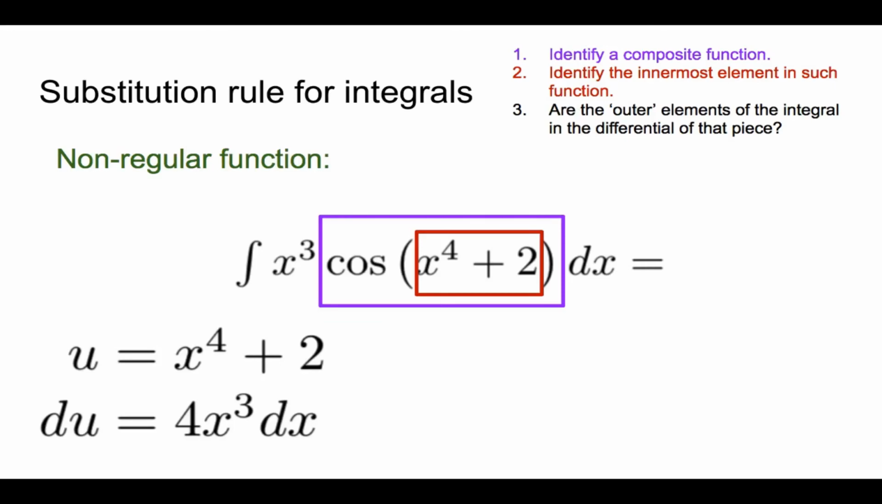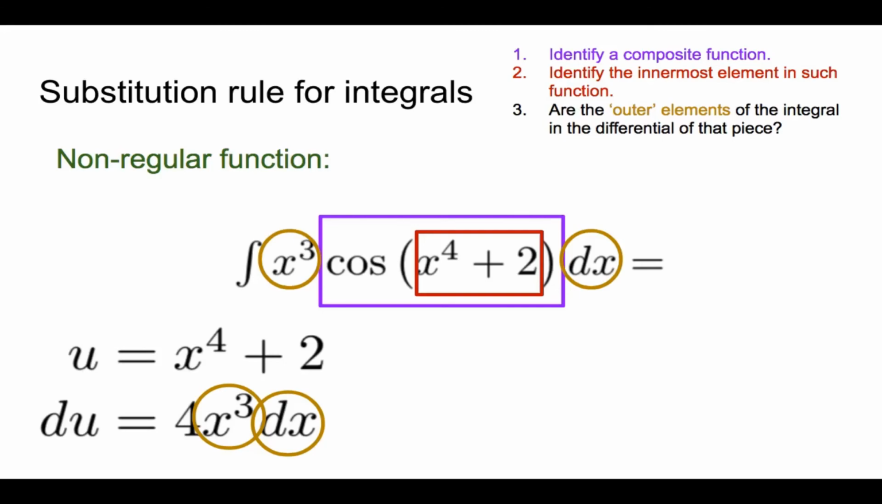Now, are the outer elements of the integral in the differential of that piece? By outer elements, I mean whatever is outside the composite function. In this case, whatever is outside the purple box. These are the elements that are outside the purple box. Do you see them in the differential? Yes, of course, we see them here. So the answer to this question is yes. All my elements that are not in my composite function are in the differential of the variable that I just called u.